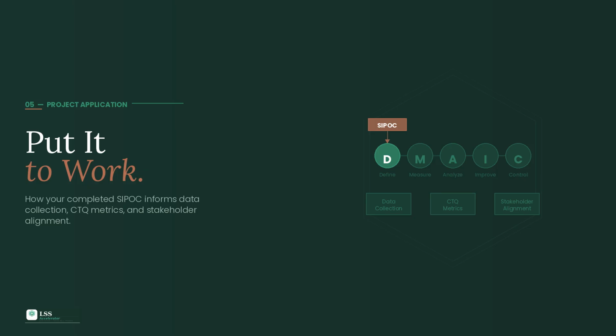It points to upstream causes. If your team is struggling with defects or delays, look at your suppliers. Which supplier is providing late, incomplete, or inaccurate inputs? That's often where the root cause lives, and you'll explore it further with tools like the fishbone diagram. It keeps the project in scope. When scope creep happens, and it will, you come back to the SIPOC. Is this in or out of scope? The SIPOC gives you a documented, team-agreed boundary to reference.